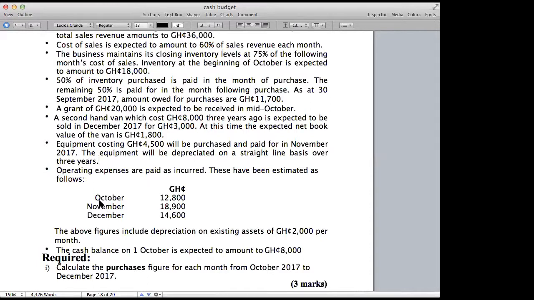So take note. Then the last note says that the cash balance in October is expected to be 8,000. So that's the opening cash balance. Okay, so now 5 minutes to start work on the purchase figure.